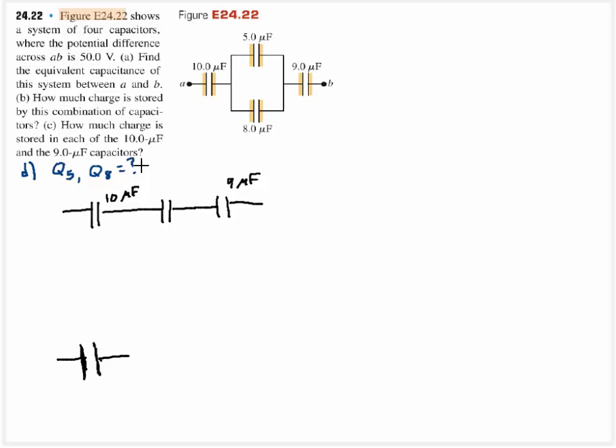A problem on breaking down a circuit and finding out what the charges and potential drops are going to be. I've made it a little bit harder here by saying I'm going to figure out what the charge is on these 5 and 8 capacitors. So essentially I'm solving for every voltage drop and every charge on every capacitor. So I have this complicated looking circuit.